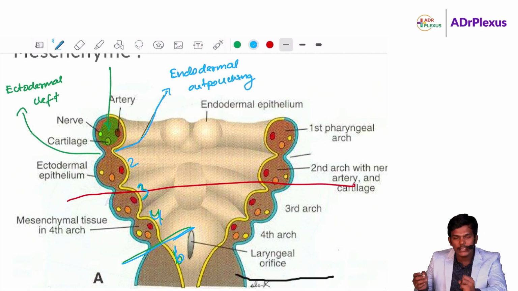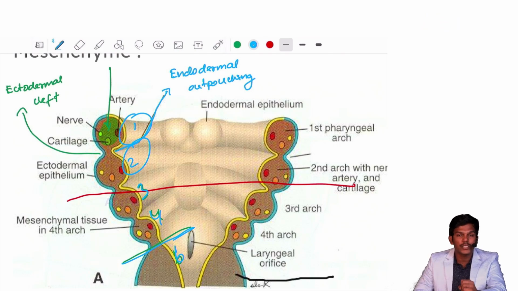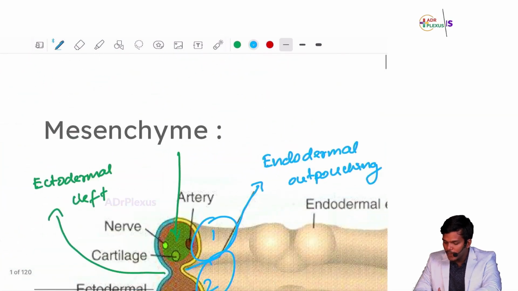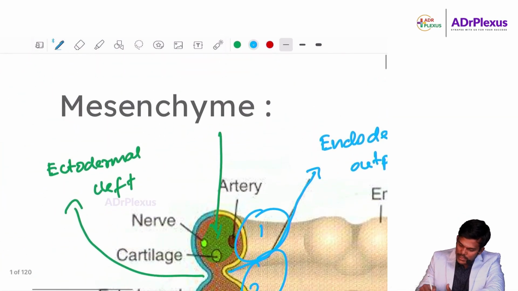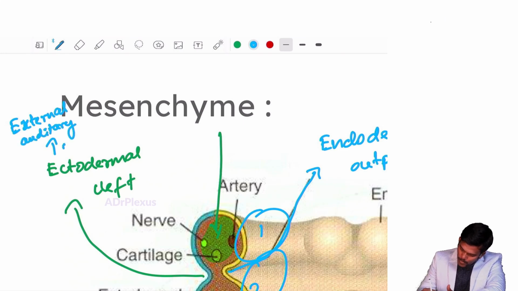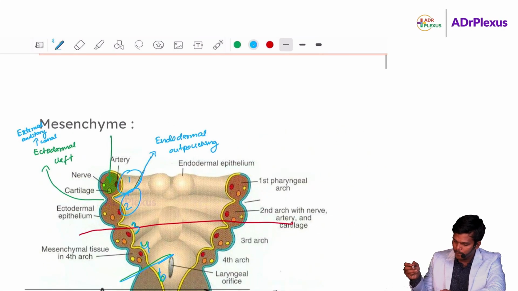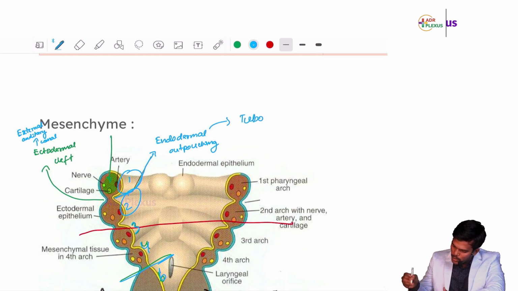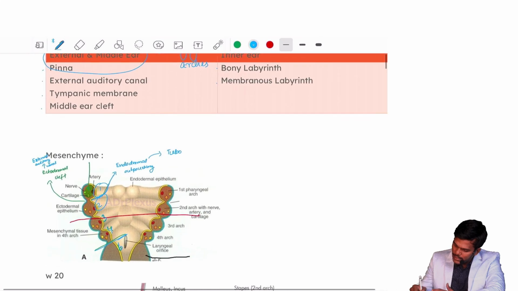The arches of interest concerned with otology are only the first and second pharyngeal arches. These two pharyngeal arches will form the important structures of the external and middle ear. Now, from the ectodermal cleft of the first arch, the external auditory canal will form. The first endodermal outpouching will form the tubotympanic recess.